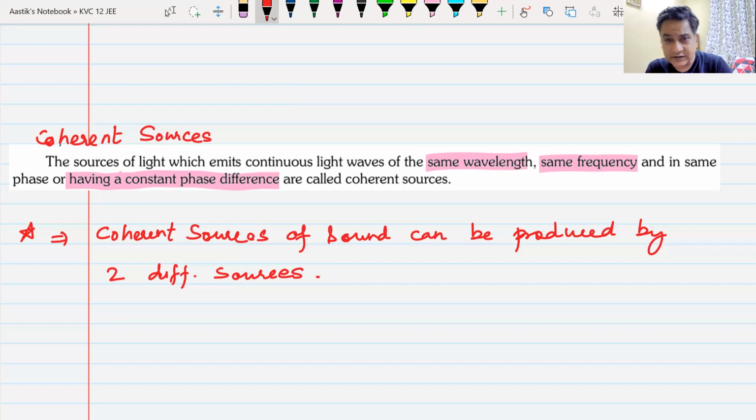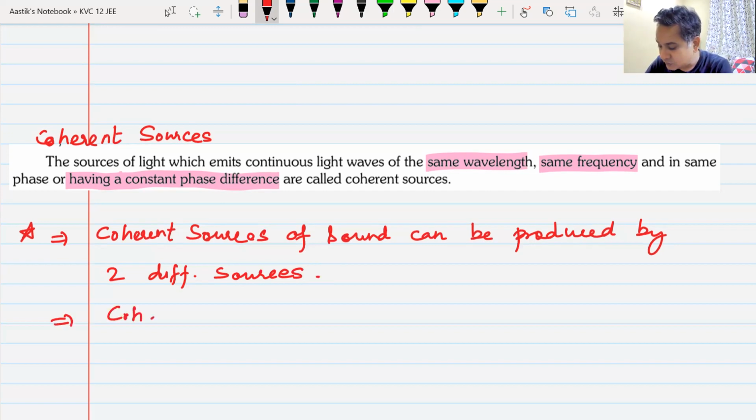Coherent sources of light cannot be produced from two different sources of light, no matter how same I make them. If I have one tube light and one more tube light made from the same material, same process, same dimension, same everything, still they cannot produce coherent sources. So coherent sources of light can only be produced by a single source of light. And that is what you must remember.